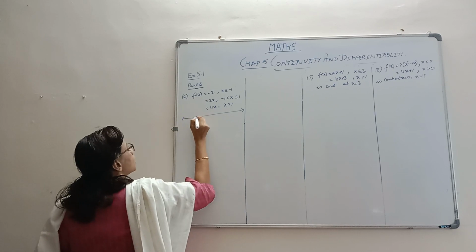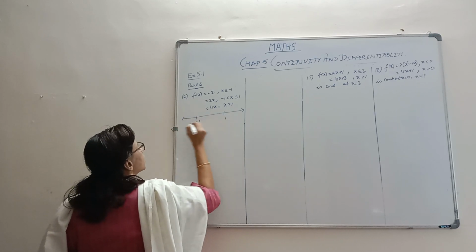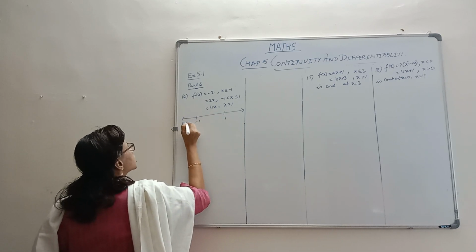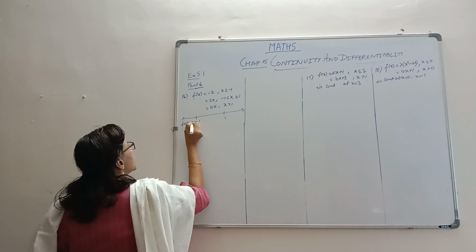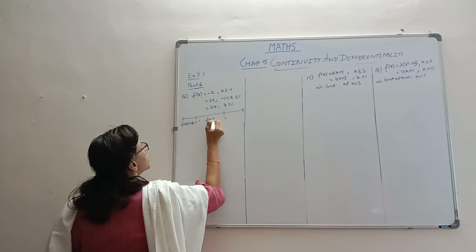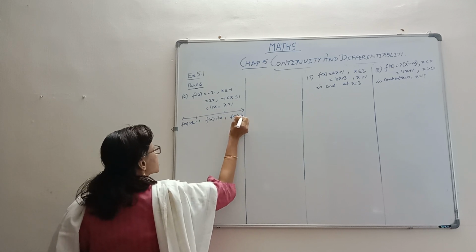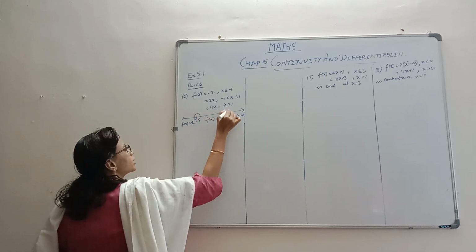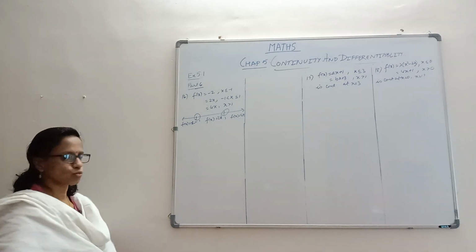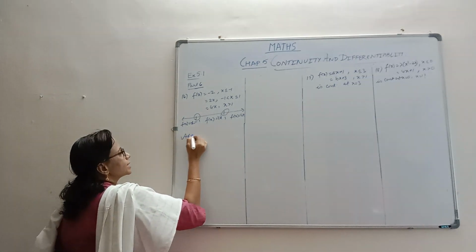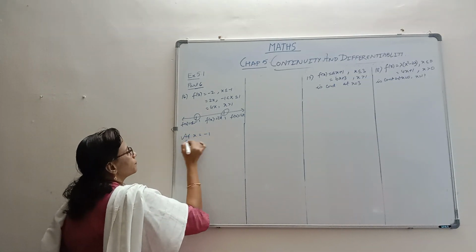We have minus 1, we have 1. On this side the function is defined as minus 2, and between minus 1 and 1 it is defined as 2x, and after 1 it is defined as 4x. So we may have to look at the continuity at these 2 points. So let's first see at x equal to minus 1.